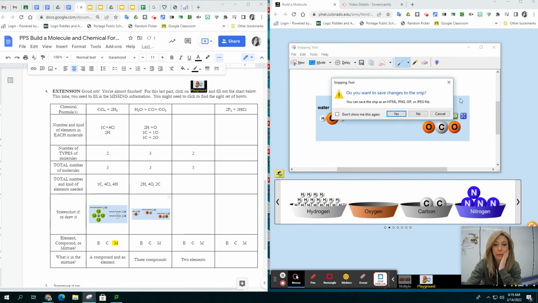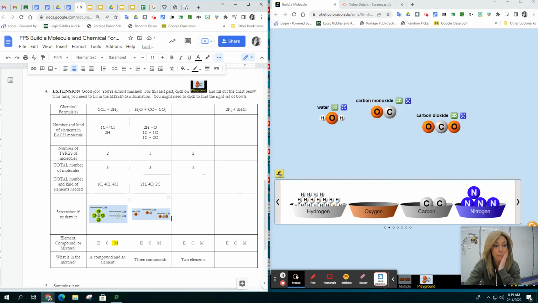Now, do I have an element, a compound, or a mixture? Well, these are not chemically combined, neither are these. So our molecules are not chemically combined to other molecules. So that makes it a mixture. Okay, so that's an example.